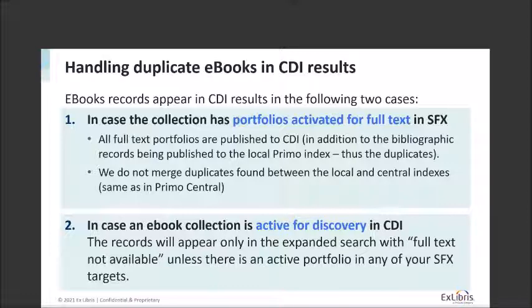It also happens in case an ebook collection is active for discovery in CDI. The records in that case will only appear in the expand search with full text available unless there is an active portfolio in any of your SFX targets. So this is, I think, less of an important issue because this is in the expand search. The first case was in the filtered search, so this is much more noticeable to your end users.